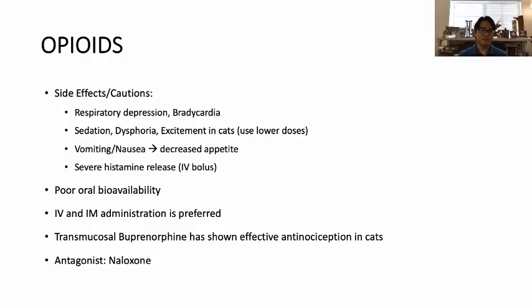Most of the opioids have a very poor oral bioavailability. This is why we generally recommend IV or IM administration. Buprenorphine can be used by buccal or transmucosal routes, especially in cats, where it has been found to have some pain relief effect. The antagonist of opioids is naloxone.